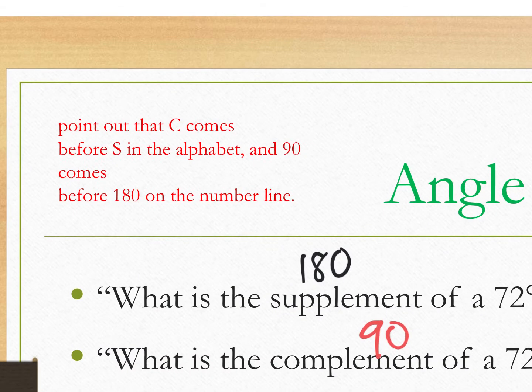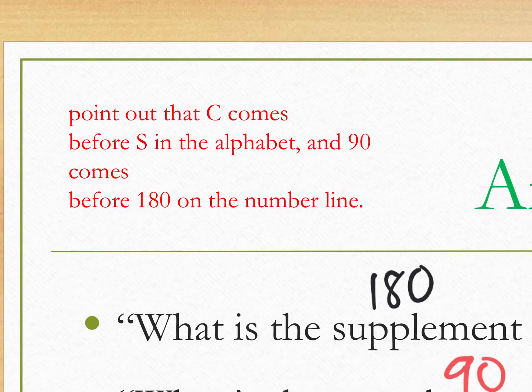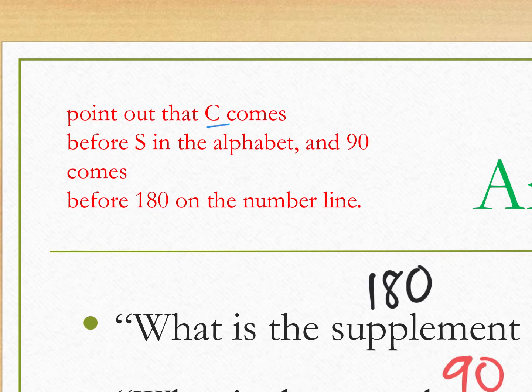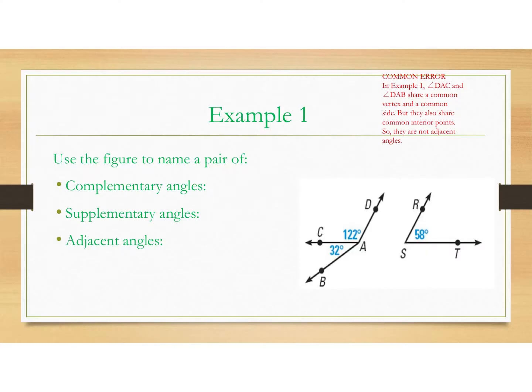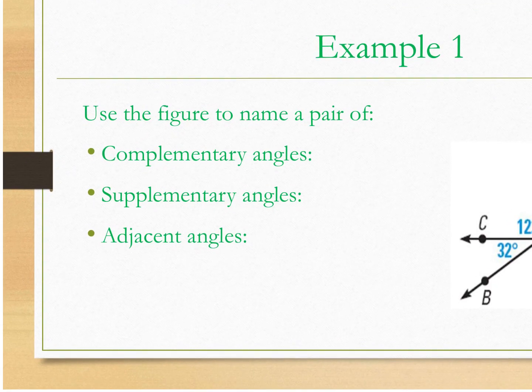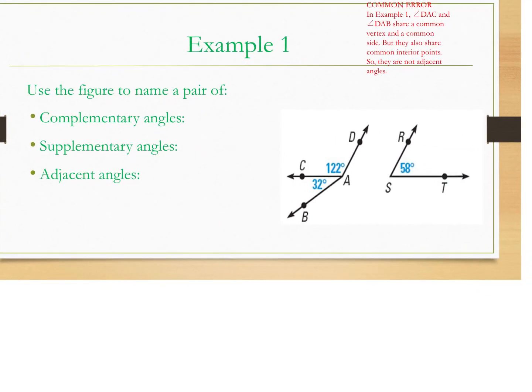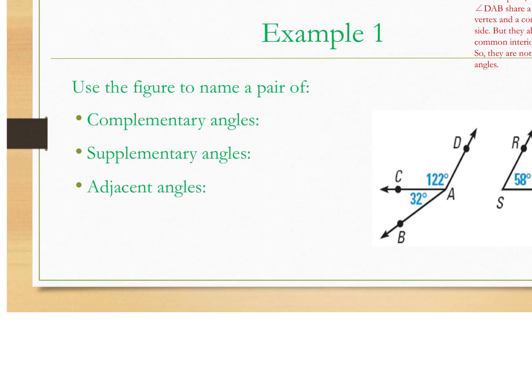Okay. Guys, one thing that the book mentions is, do you know that C comes before S in the alphabet? 90 comes before 180 on the number line. That's another way that you can remember these, okay? Complements 90, supplements 180. Cool beans? All right. Example 1, use the figure to name a pair of complementary angles.